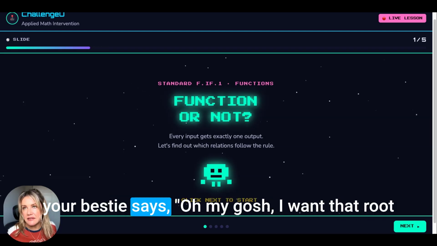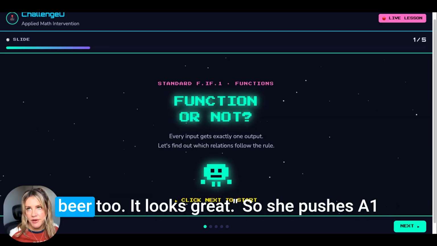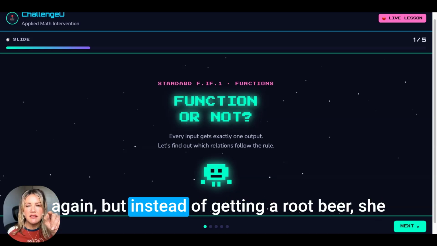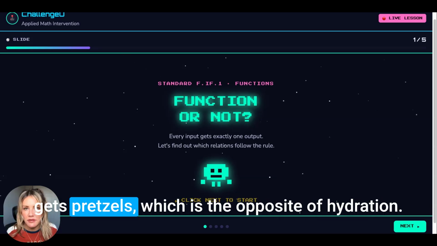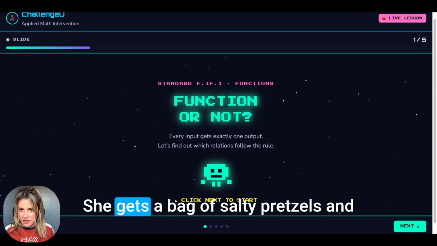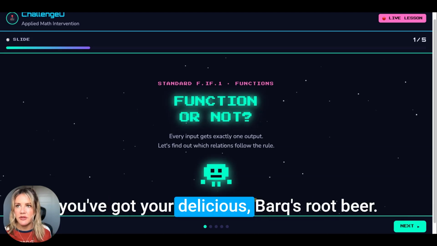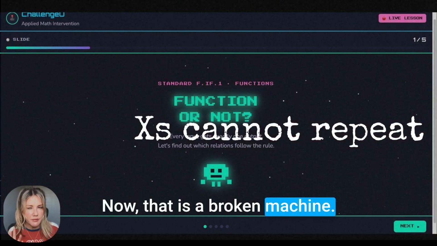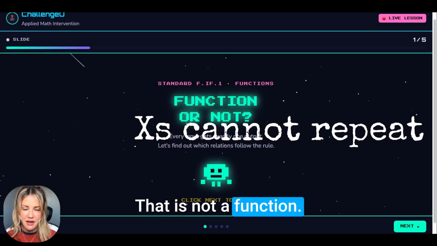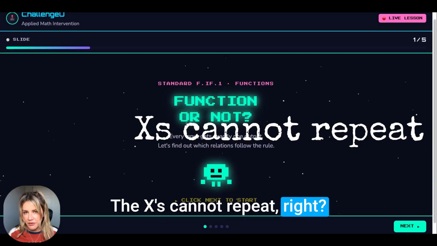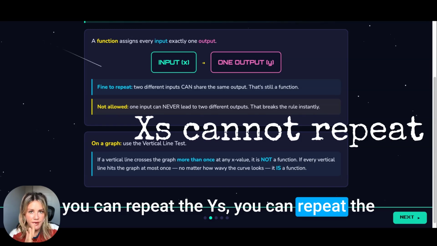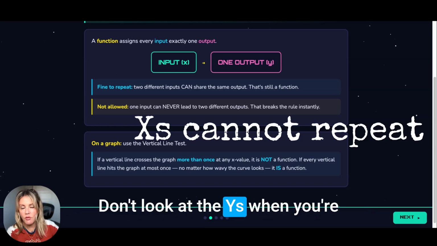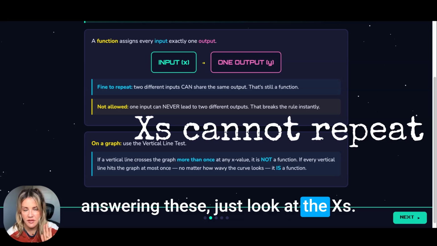Your bestie says, oh my gosh, I want that root beer too. It looks great. So she pushes A1 again. But instead of getting a root beer, she gets pretzels, which is the opposite of hydration. She gets a bag of salty pretzels and you've got your delicious Barq's root beer. Now, that is a broken machine. That is not a function. The x's cannot repeat, right? You can repeat the y's, you can repeat the outputs, but you cannot repeat the x's. Don't look at the y's when you're answering these, just look at the x's.